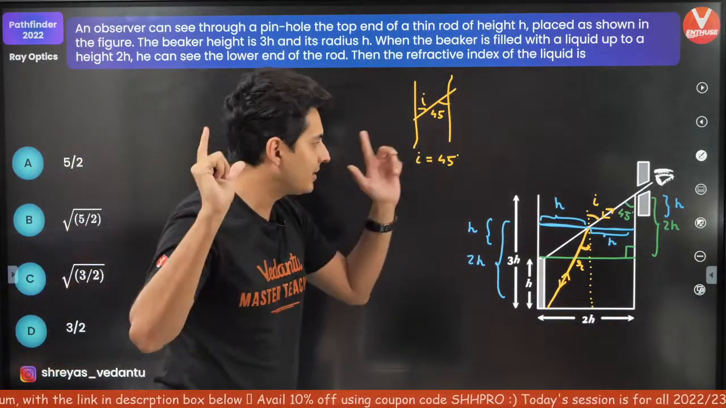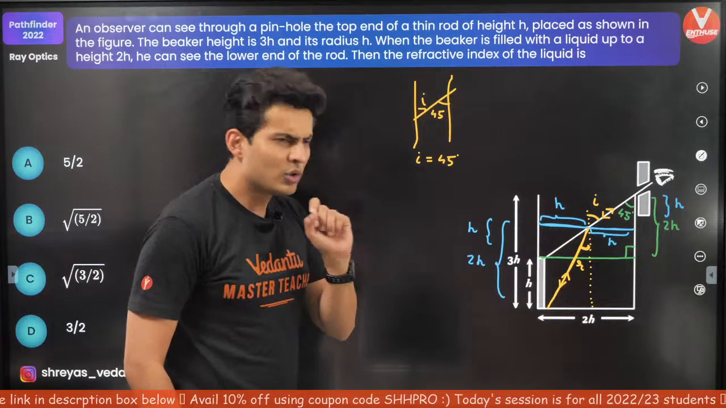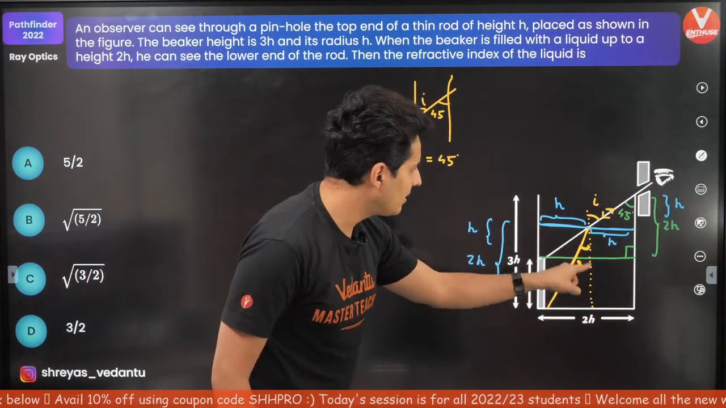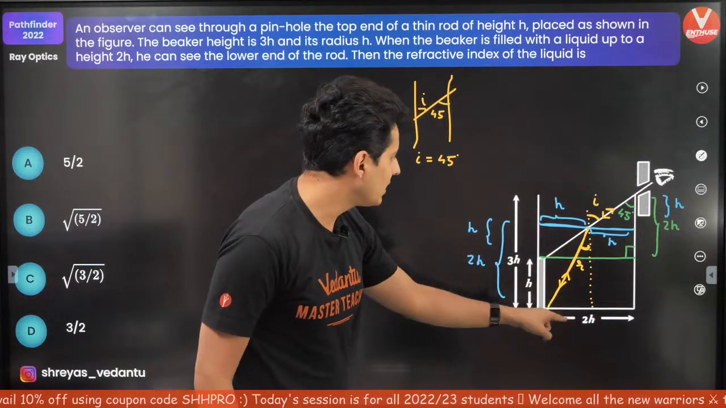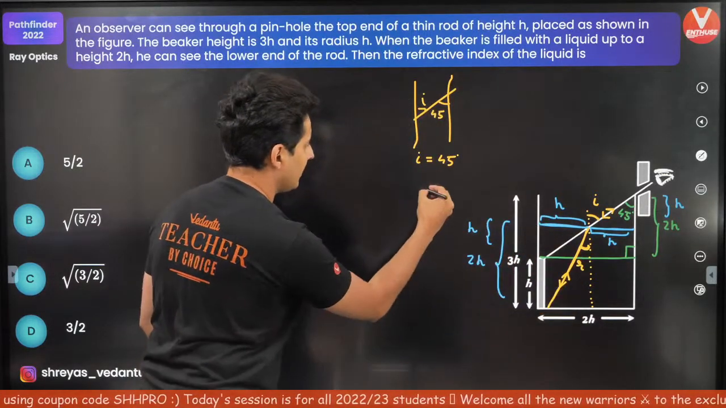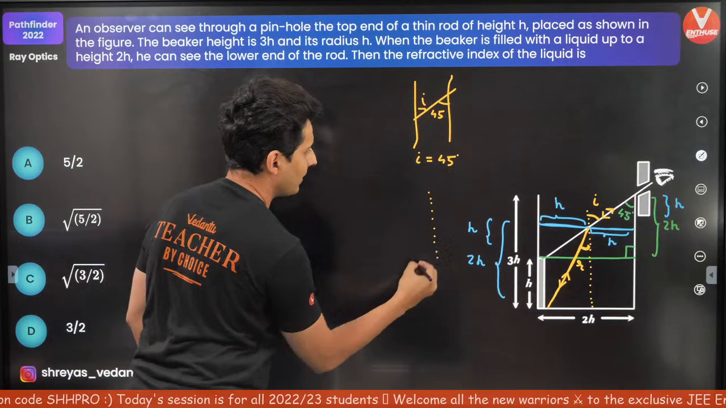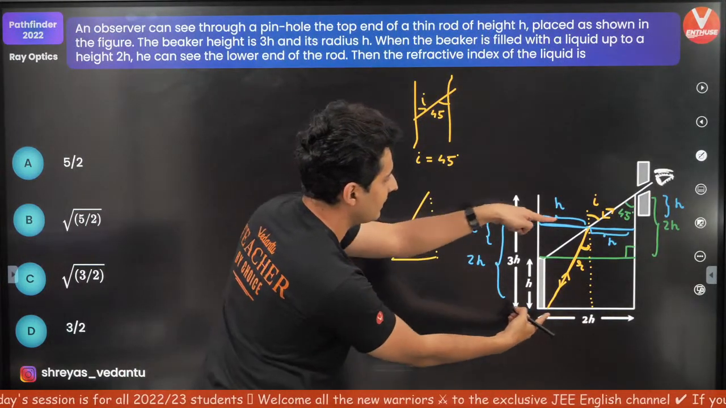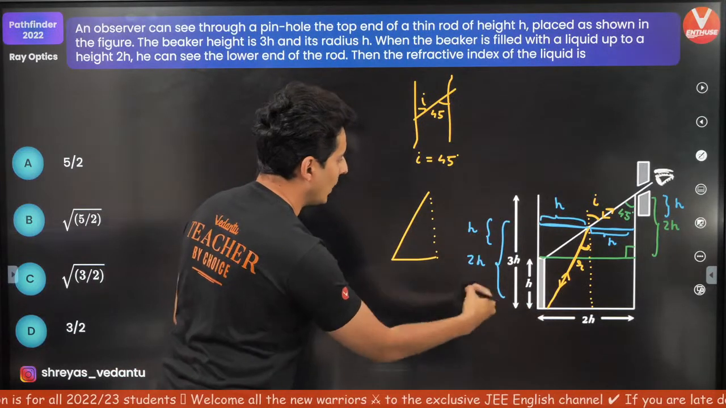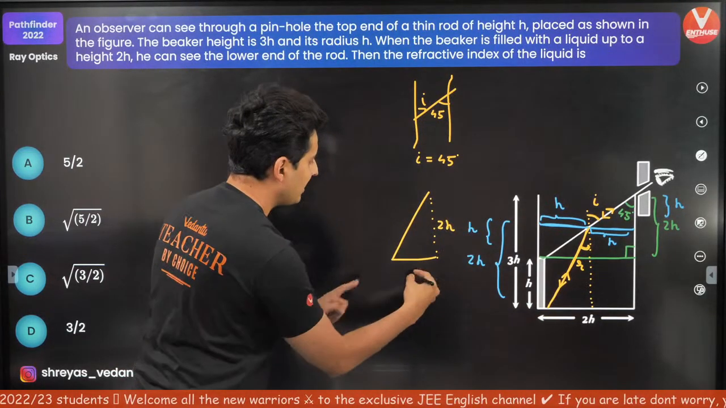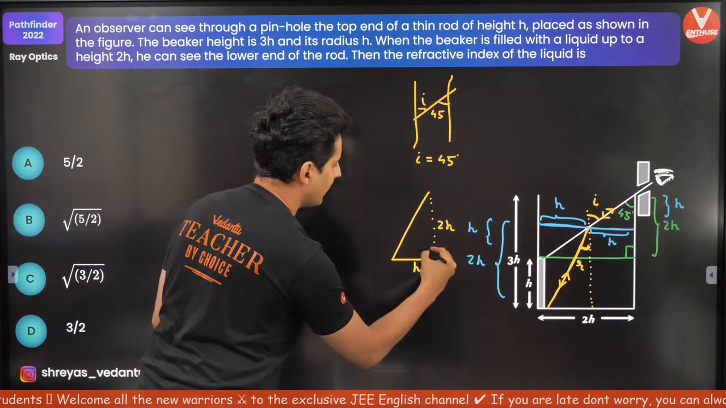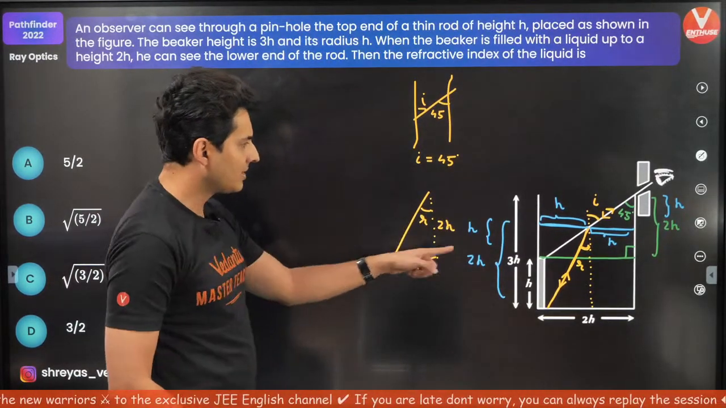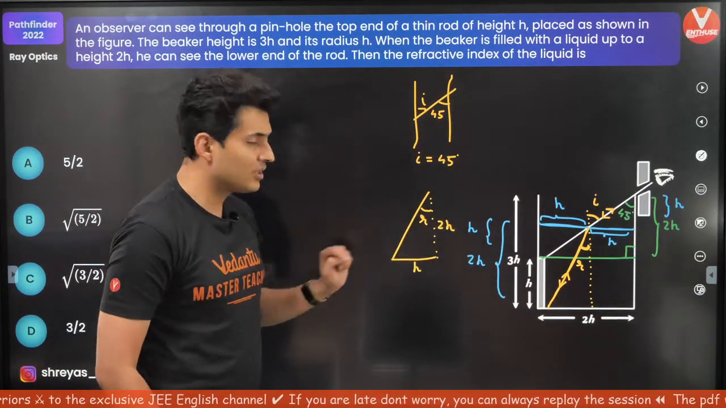Now the next thing, R, is remaining. So for R, maybe I will look at this right angle triangle. I think that will help me. This right angle triangle that I have drawn over here, the height is 2h and the base is h. Okay, and this is R, of course. This is h, this is 2h.